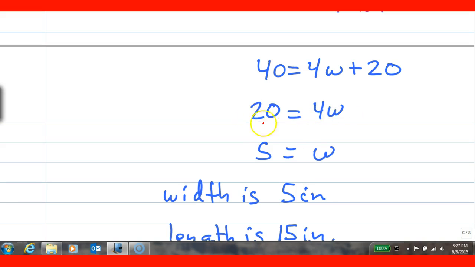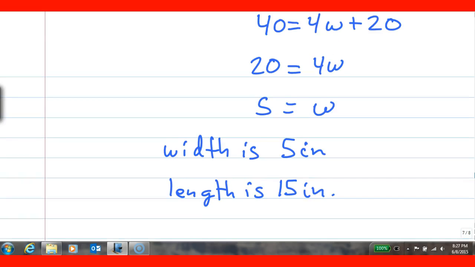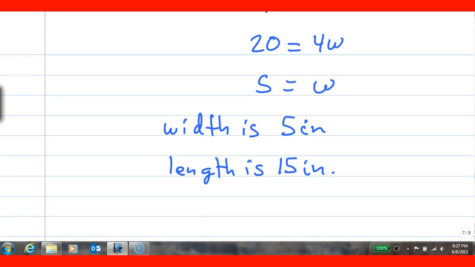Last step is divide the 4 through on both sides. So I find that the width is equal to 5. If I look back at the problem, everything's measured in inches. So my width is 5 inches. My length was supposed to be the width plus 10 inches. So that means 5 plus 10 to create the 15 inches.